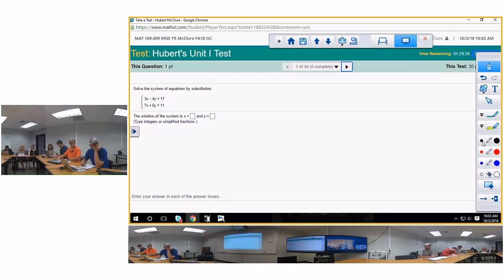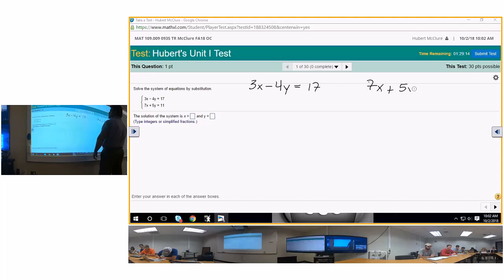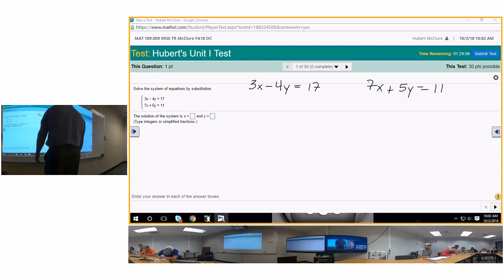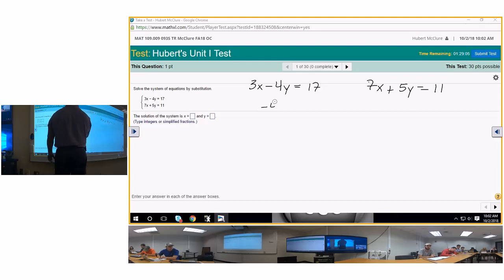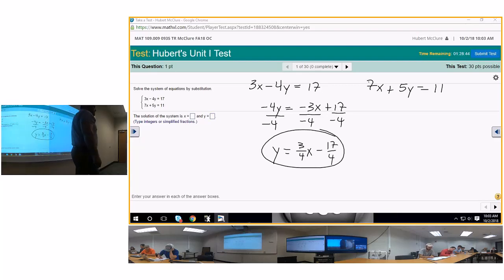So 3x minus 4y equals 17, and 7x plus 5y is equal to 11. And just solve for y. I don't know which one you want to solve for. We'll solve this one. Negative 4y is equal to negative 3x plus 17, divided by negative 4, negative 4, negative 4. Y is equal to 3/4 x minus 17/4. All right, check my math, check my algebra, and make sure I didn't make a mistake.